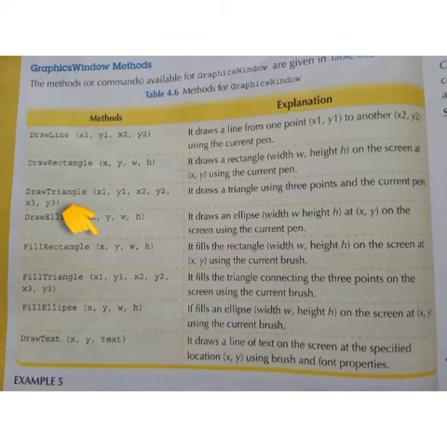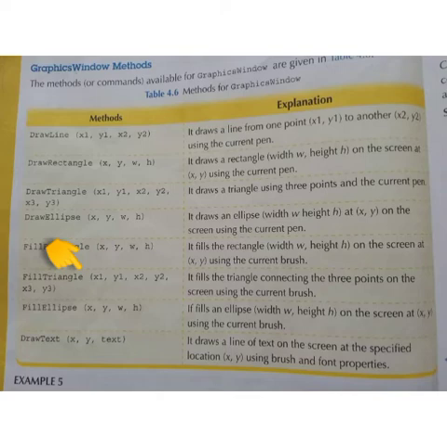The next one, FillTriangle(x1, y1, x2, y2, x3, y3). It fills the triangle connecting the 3 points on the screen using the current brush. It fills some color inside the triangle. FillRectangle, then FillTriangle, and FillEllipse means it will draw the shape filled with some particular colors.